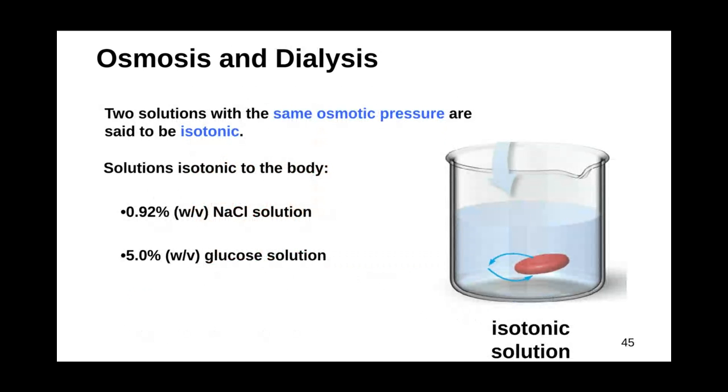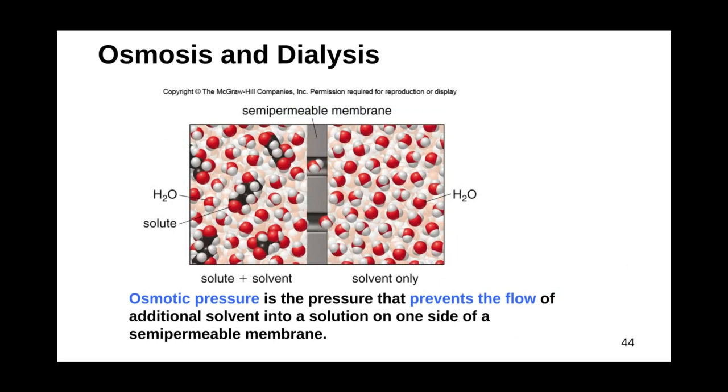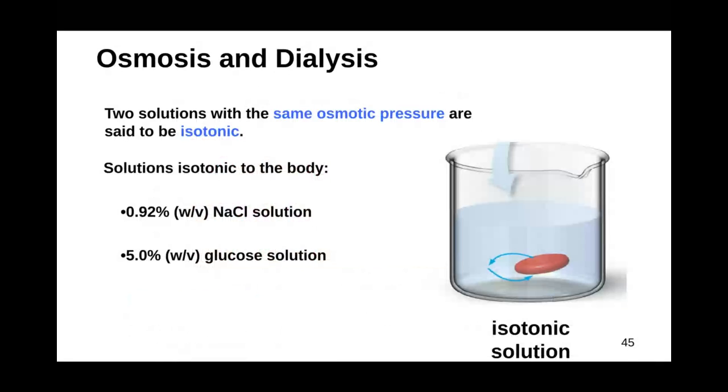More terms. Now, two solutions that have the same... let me just take a step back. Osmotic pressure prevents the flowing of solvents into the solution on one side. So it keeps the solute essentially balanced in terms of its concentration. Now, two solutions with the same osmotic pressure are said to be isotonic, i.e. there's no net movement of water.